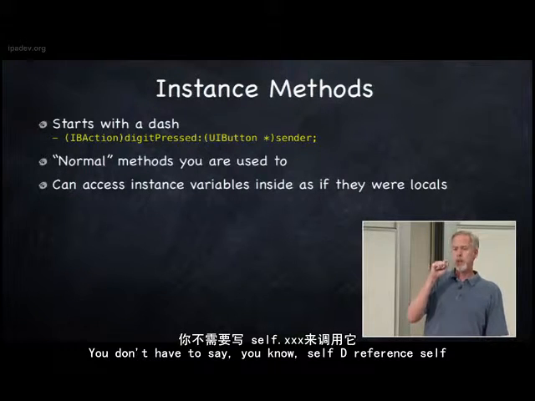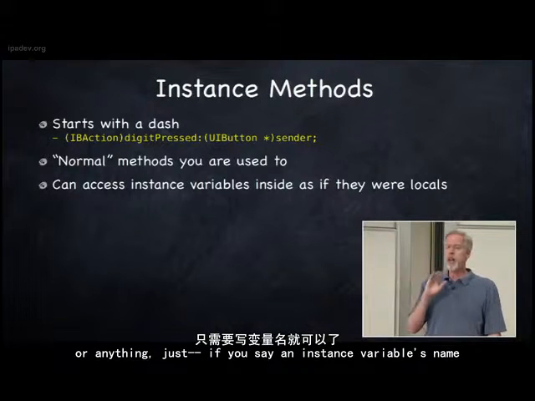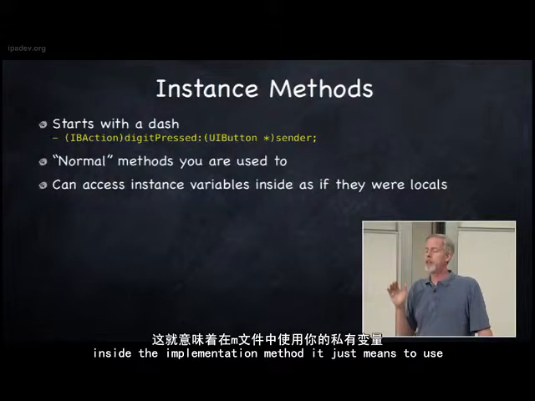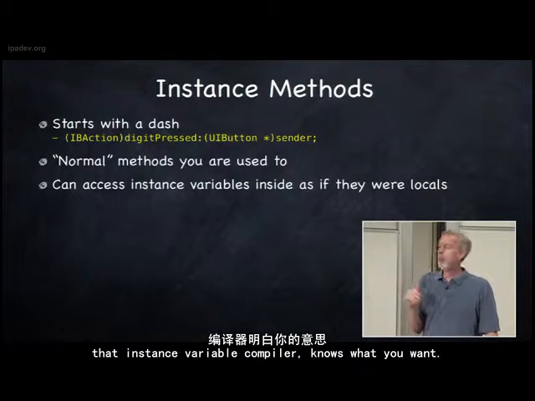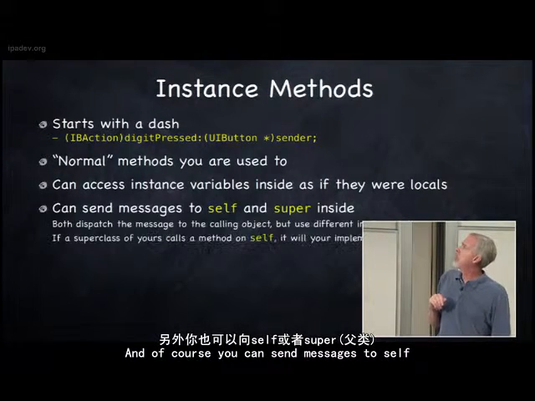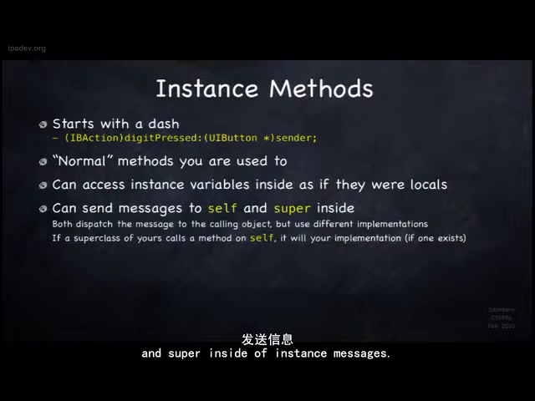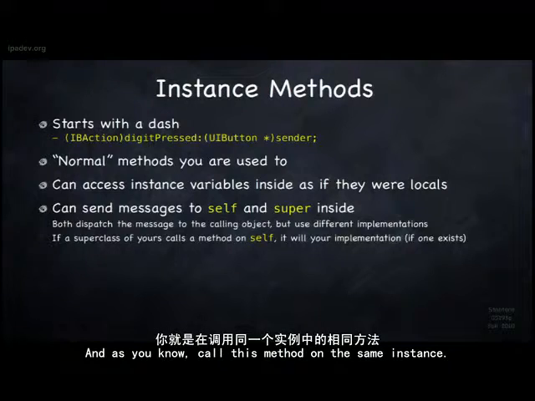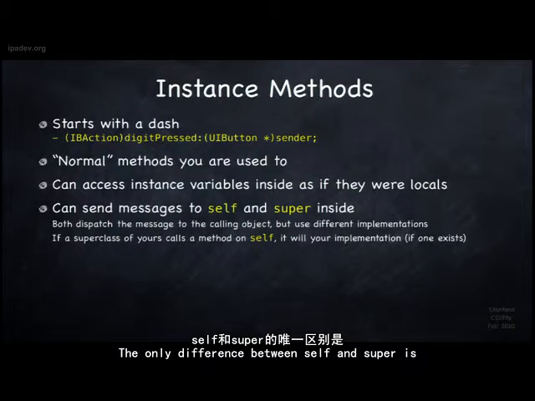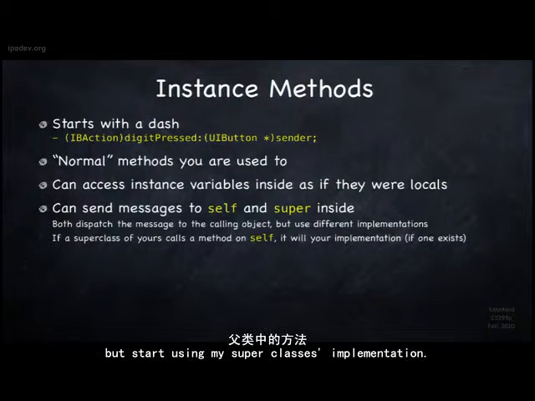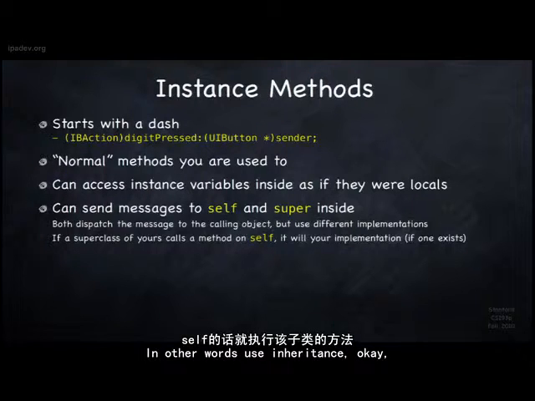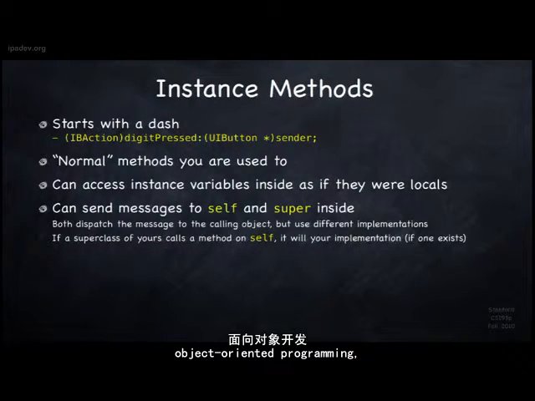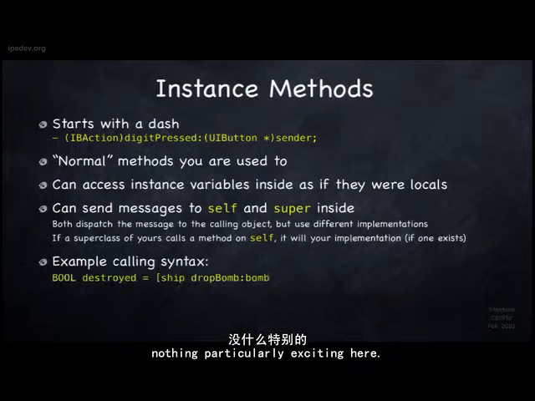You don't have to say self or dereference self or anything. If you say an instance variable's name inside the implementation of a method, it just means use that instance variable. The compiler knows what you want. And of course, you can send messages to self and super inside of instance methods. What that means is send this to this same instance, okay? And call this method on this same instance. The only difference between self and super is that super means send it to this instance, but start using my superclass's implementation. In other words, use inheritance. Okay? Object-oriented programming. Nothing particularly exciting here.